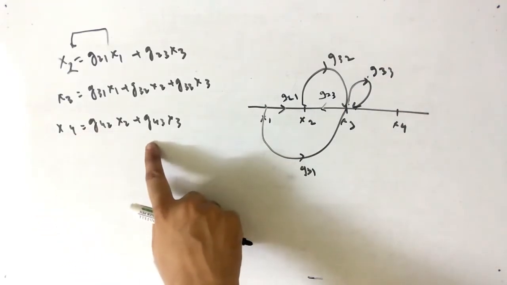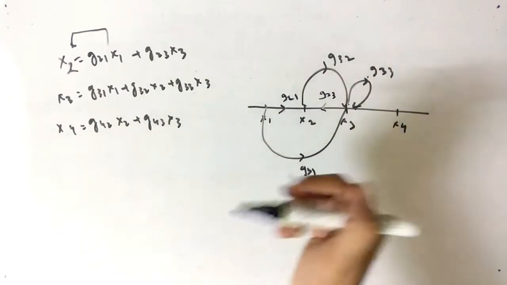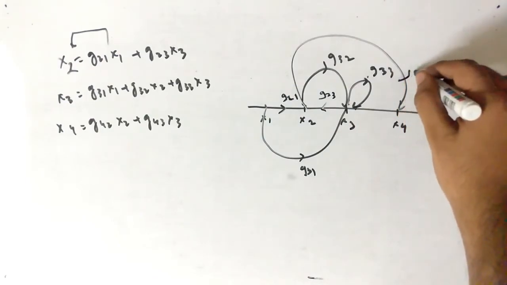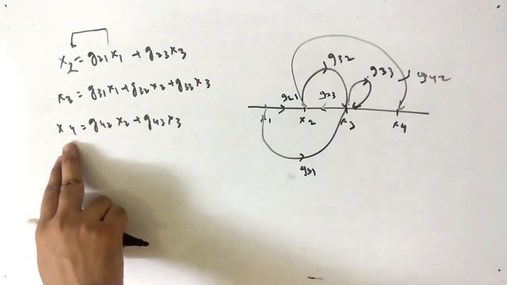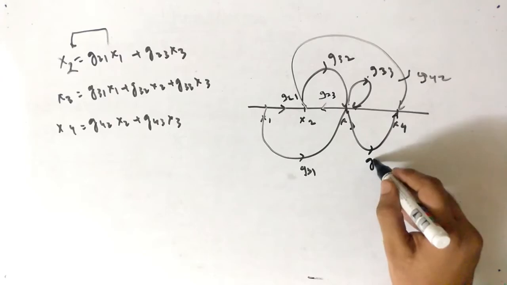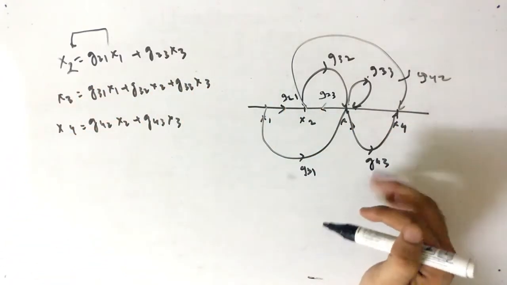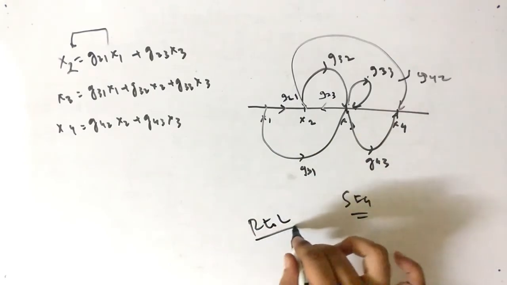And the last equation you have is this. So x2 to x4 the gain is g42. And you have this x3 to x4, the gain is g43. So in this way you have to convert this equation into this signal flow graph by using the logic of right to left. That's all.